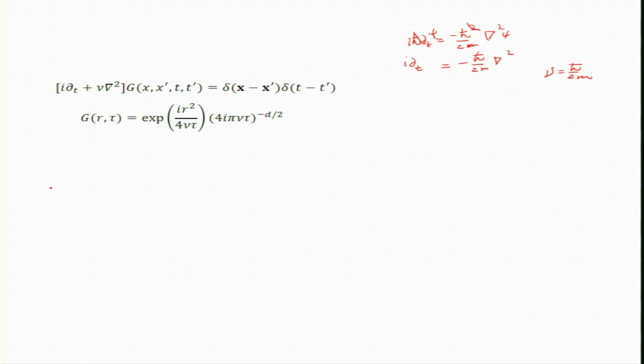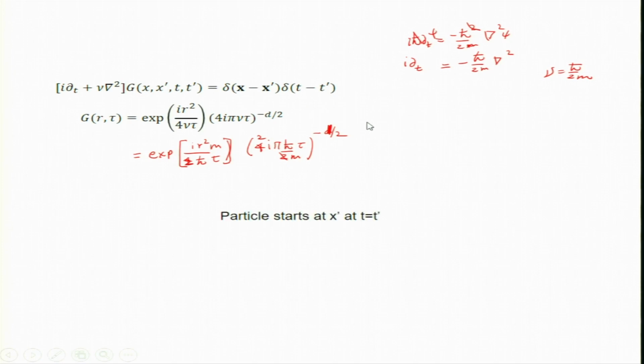So, Green's function is exactly the same thing, we just need to put exponential I r squared by 4, h bar by 2m, so this 2 will cancel, h bar t over m, and 4 I pi nu will be h bar by 2m, this 2 will come, to the power minus d by 2. You just look at the 1D formula and this is what we get for 1D. And this is a Feynman path integral.